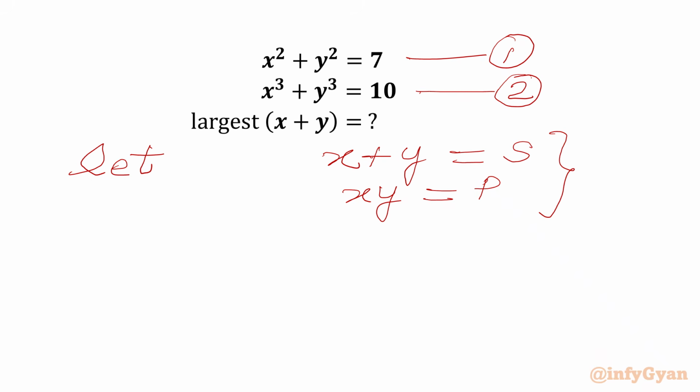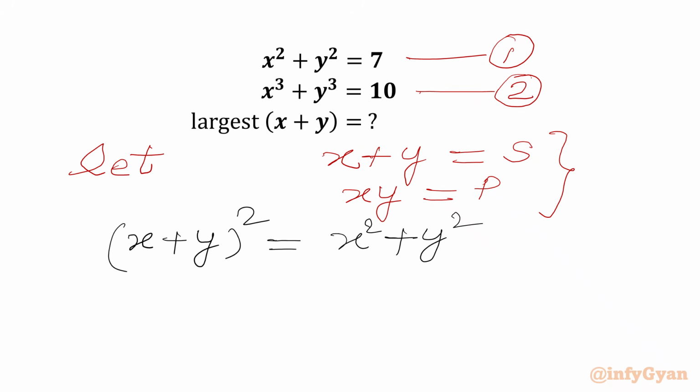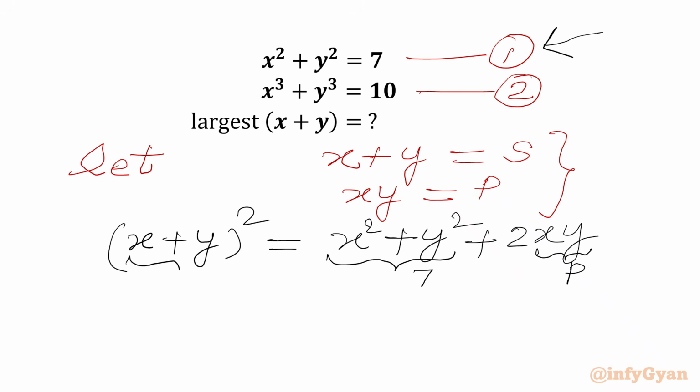Now I will use one algebraic formula: x plus y whole square, which we know is equal to x square plus y square plus 2 times xy. So in place of xy we can put P. In place of x square plus y square, we will use equation number 1 and write 7. In place of x plus y, we will use our substitution sum S. So we can write the equation S square equal to 7 plus 2P.